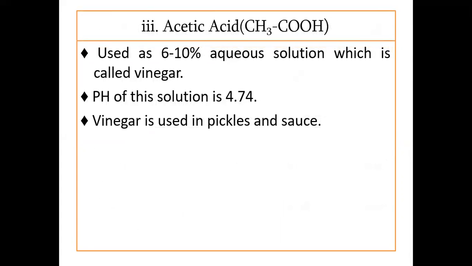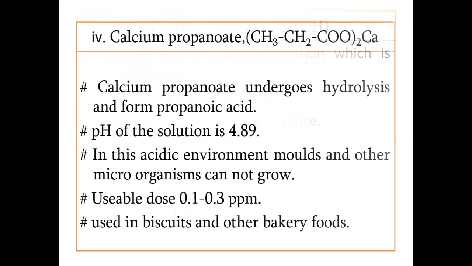Acetic acid: a 6 to 10% aqueous solution of acetic acid is called vinegar. Vinegar is used in pickles and sauce, and the acceptable pH level is 4.74. Calcium propionate undergoes hydrolysis and forms propionic acid, and the acceptable dose is 0.12-0.3 ppm.